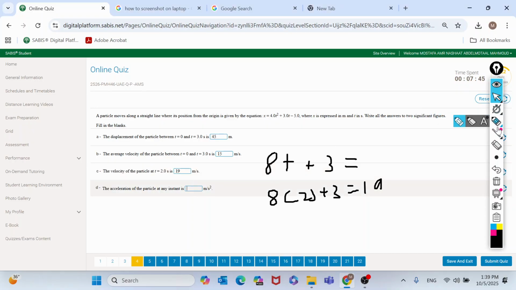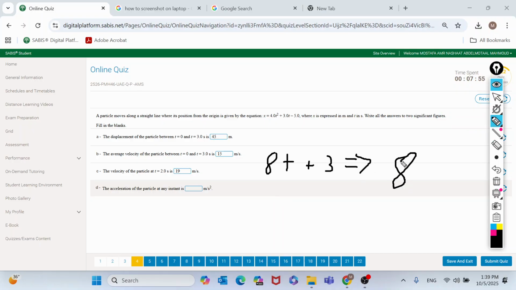Acceleration. So acceleration, they want us to differentiate this again. If we differentiate again, it's just gonna be 8. And t doesn't appear anymore. So no matter what happens to t, it's gonna stay 8. So the acceleration of the particle at any instant is 8.